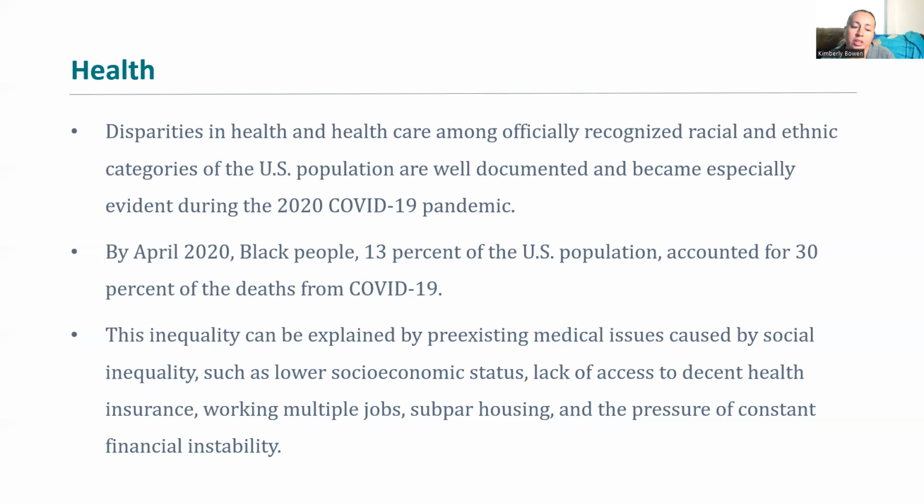In April 2020, Black people were 13% of the United States population and accounted for 30% of the deaths from COVID-19. This inequality can be explained, again, through all of these things that we were just talking about, along with subpar housing, access to foods and resources, access to the ability to quarantine, access to jobs that put you at risk more frequently, et cetera, et cetera.